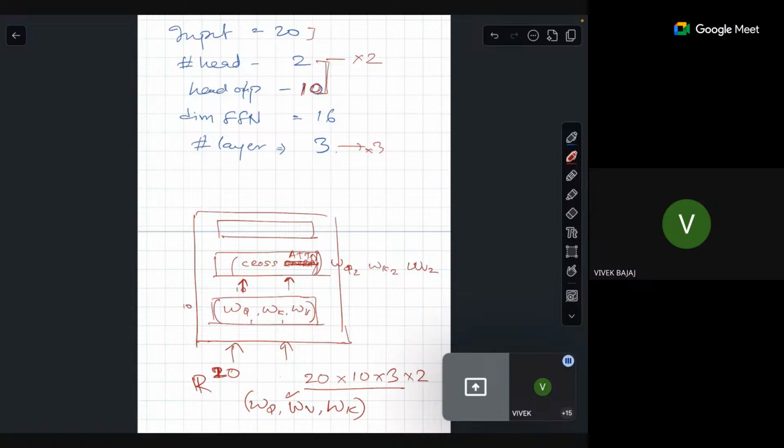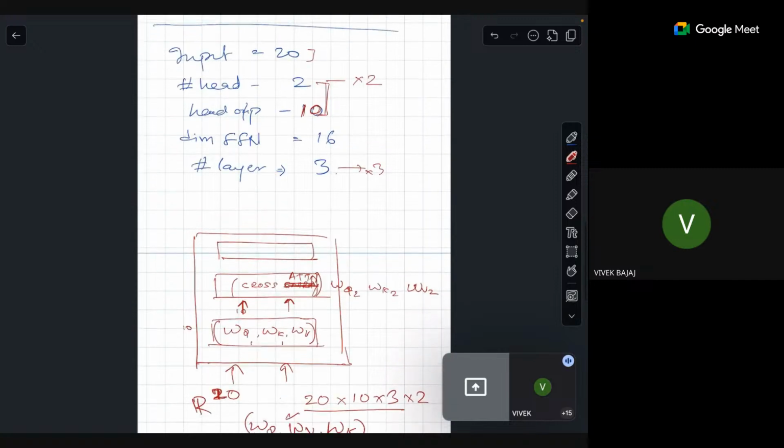Then it is right. But if we say only 50% of the words are there and 50% is masked, then how do we do it? Does the question say that? No, it doesn't. So see, the mask does not really change anything.